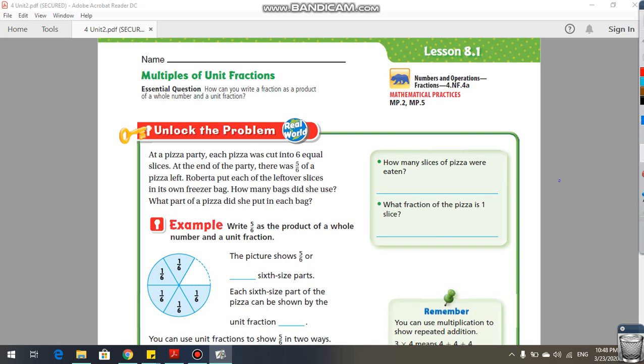Today's lesson is multiples of unit fractions, lesson number 8.1, page 329. Today's lesson is very easy, guys. Let's start with the story problem on page 329.